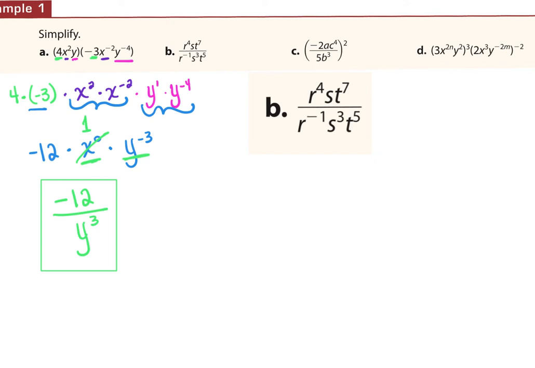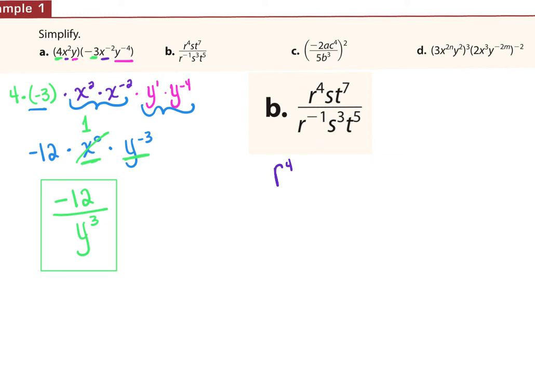Once you have it, then you can work top to bottom. There's two ways to think of this, okay? The first thing we're going to do is just straight up do our quotient property, and we are going to do it based on which ones are alike. So I'm going to start with my r's. This is r to the 4th, all right? And it is being divided by r to the negative 1.